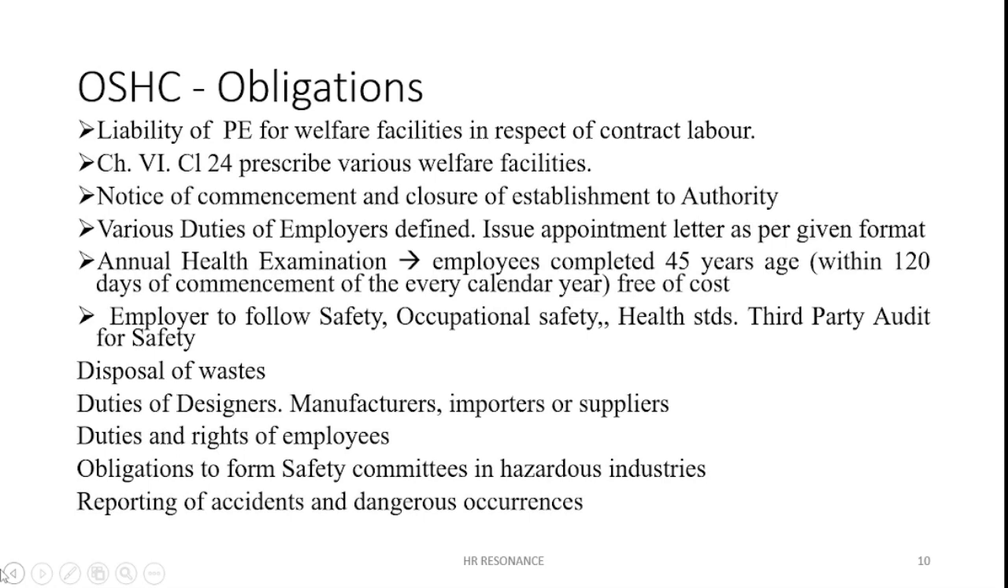Again, under the code, liability of the principal employer for welfare facilities in respect of contract labor. Earlier, if the contractor failed, the principal employer could provide and then debit it to his account. That was the provision. But now the onus lies on the principal employer for welfare facilities. The employer has to be aware and adhere. Chapter 6 and Clause 24 prescribe various welfare facilities like washing, drinking water, etc. They all continue. Be meticulous on that.